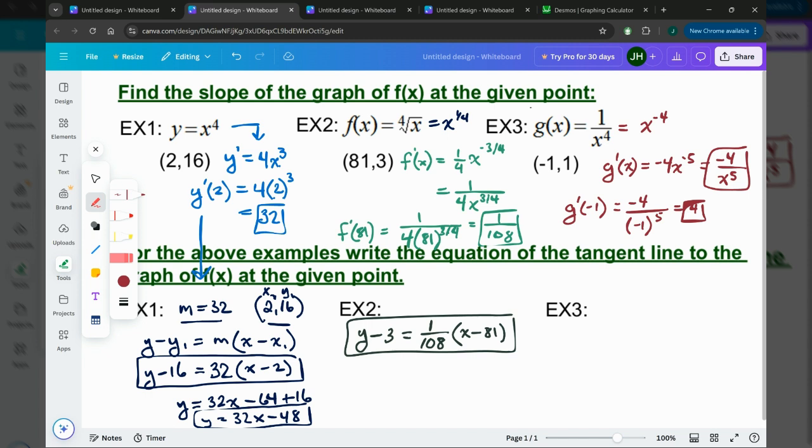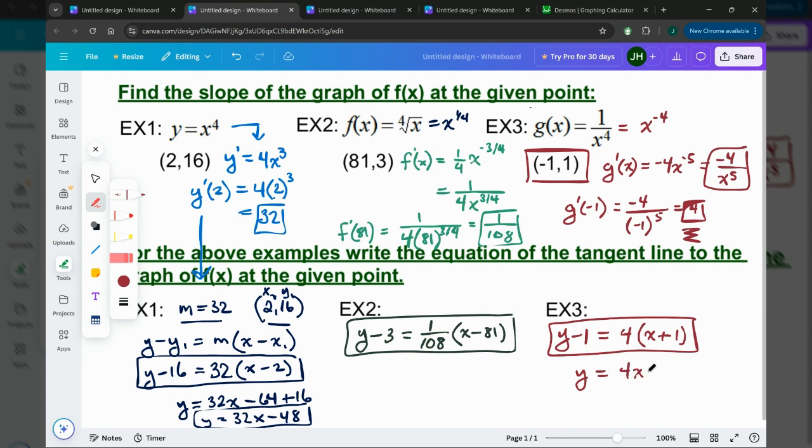And again, how do I write the tangent line? I have a point, I have a slope. Y minus the y value equals the slope I just found from the derivative times x minus the x value. And when you subtract negative 1, you're going to get a plus 1. Now, if I distribute here, I would get 4x plus 4, but then I'd have to add 1. I would get y equals 4x plus 5. So you can write it in slope-intercept form, or you can write it in point slope form.